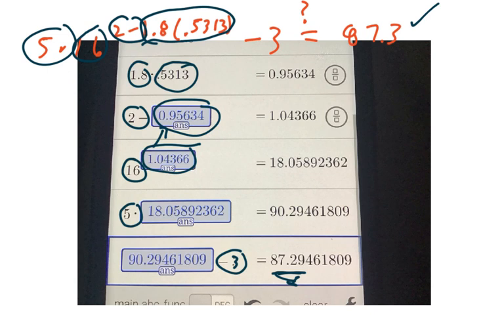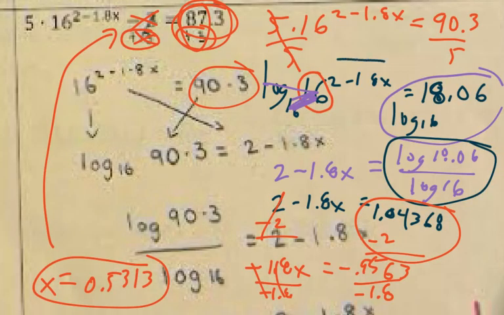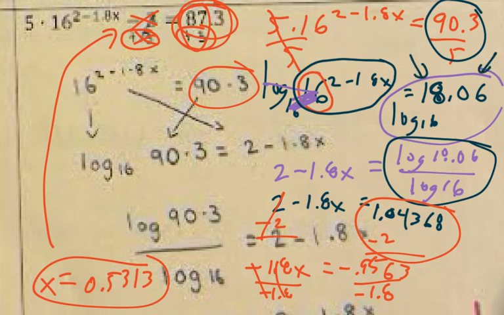So the lesson to be learned here is basically number one, you got to get this power by itself, the 16 power. We started out by adding 3, then we divided by 5 here, right? Finally, once we got the 16 power by itself, we did log base 16 on it. Over here, we of course use change of base, because that's how we can do the log of 18.06 with log base 16. Okay, so hopefully everything here makes sense.